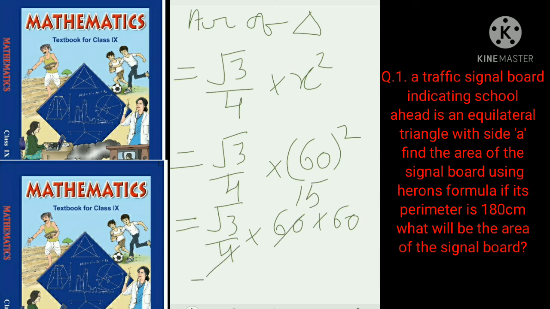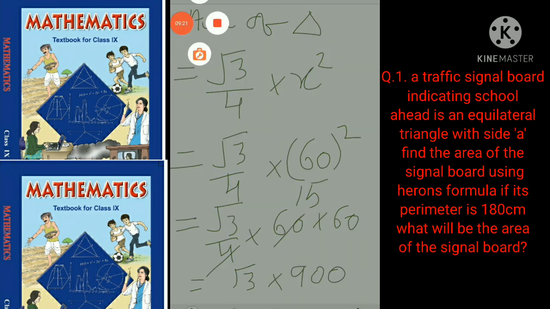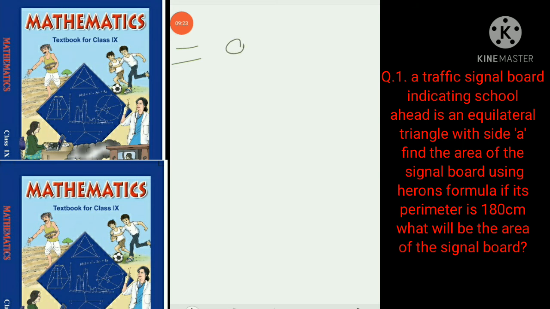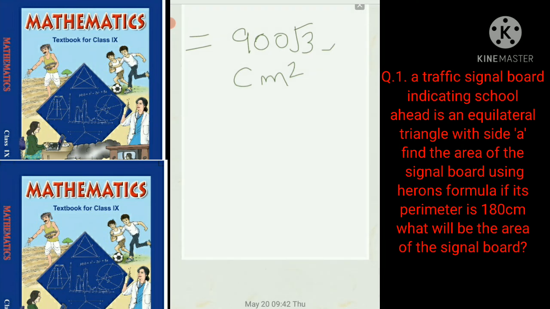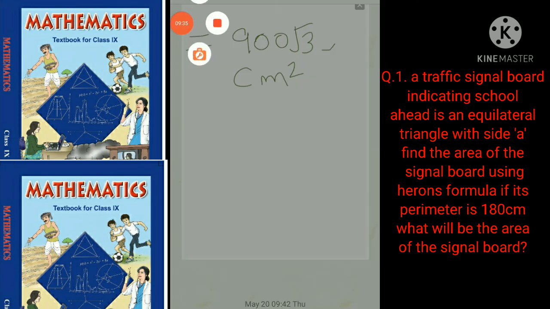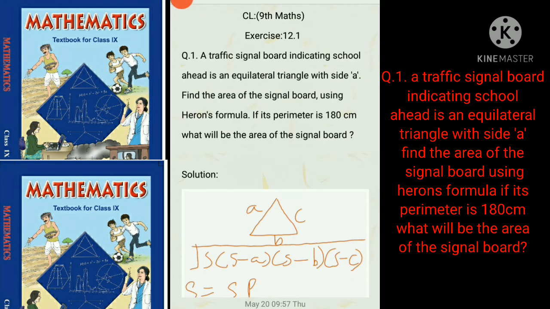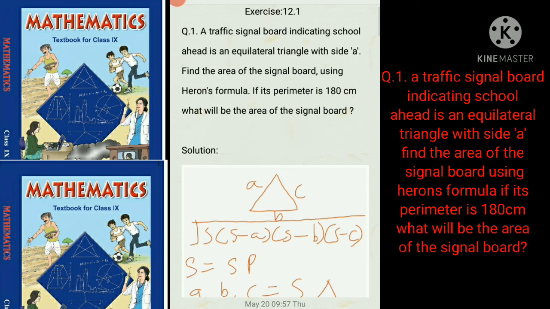Now what we will do? 4 15s are 60. Okay, so how much do we get? Into 15 into 60 will give us 900. So finally we get here 900 root 3 centimeter square. Okay, so in this way you have to solve.